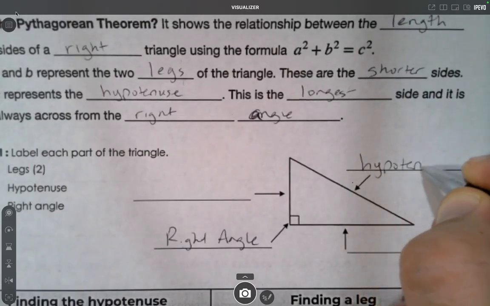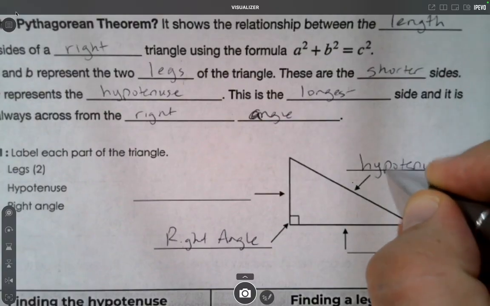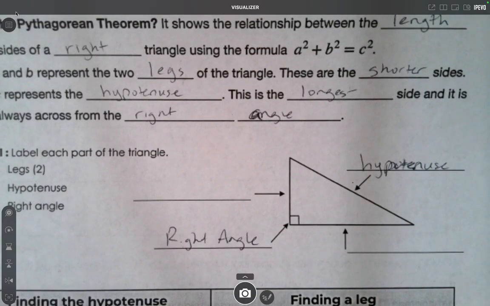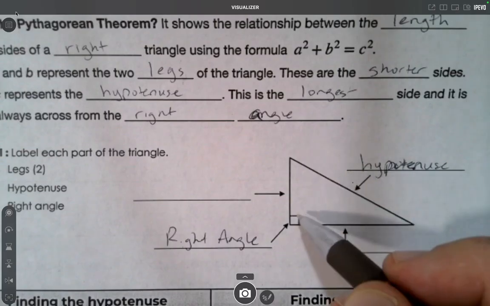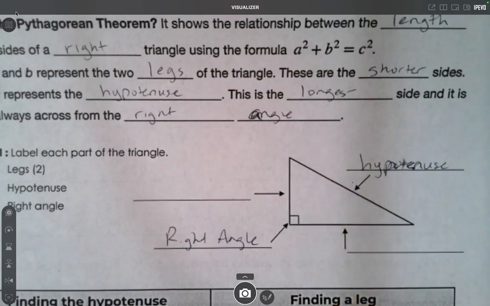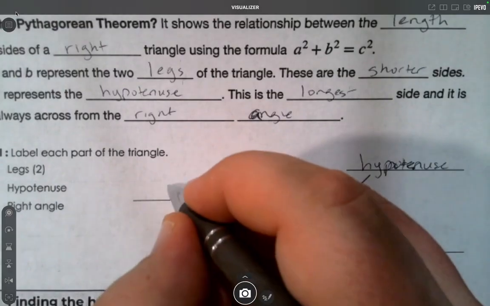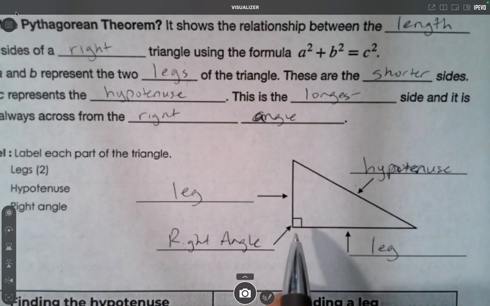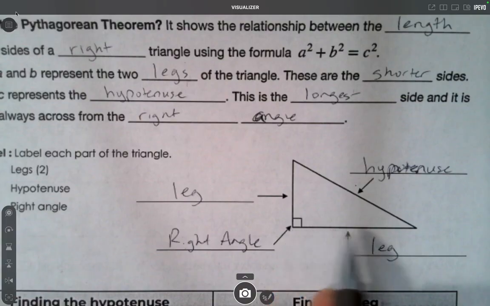The side directly across from the right angle, which is also the longest side, is called the hypotenuse. I don't know where that word came from, but it's one you need to remember: hypotenuse. It's the longest side, and it's the side opposite the right angle. So the other two sides are the legs. This is a leg, and this is a leg. The legs are the sides that stretch out from the right angle. The hypotenuse is the one that's opposite from it.